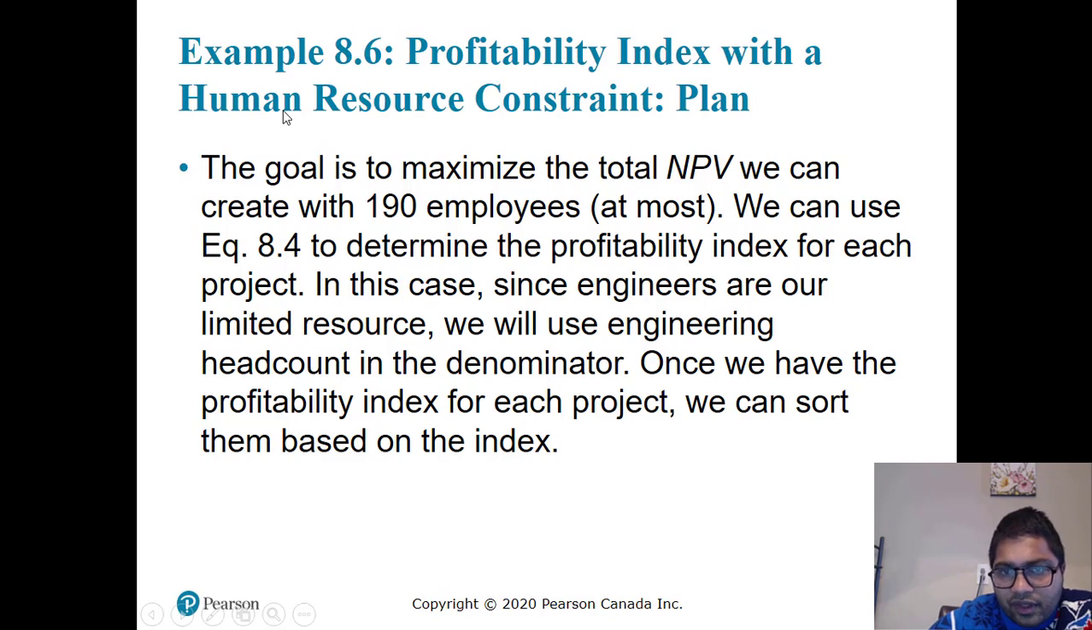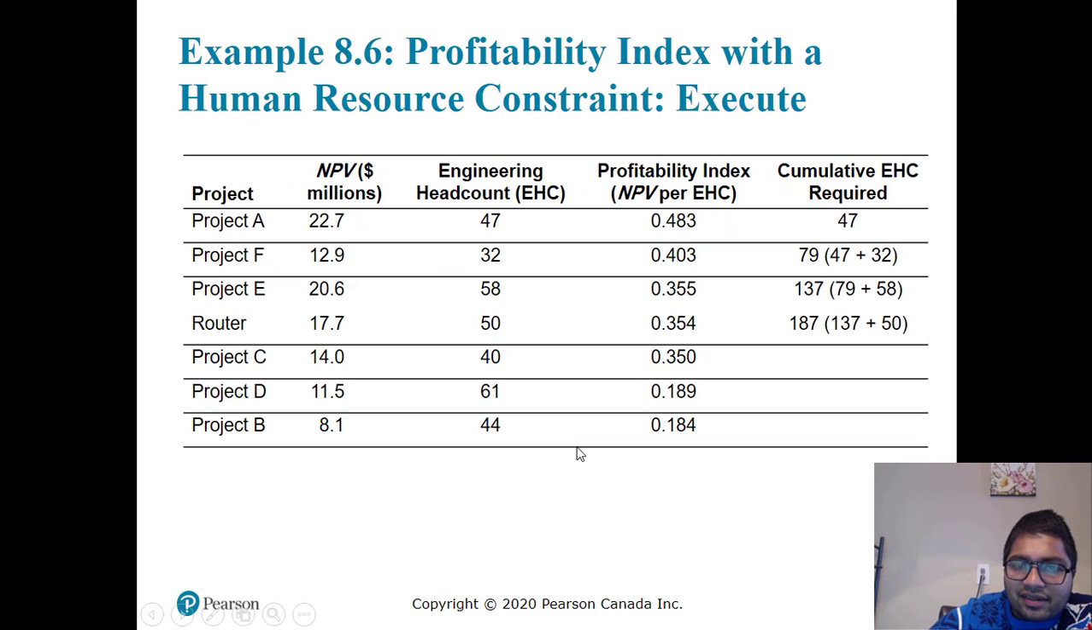So the goal is to maximize the total NPV we can create with 190 employees. We can determine the profitability index for each project. In this case, since engineers are a limited resource, we'll use engineering headcount as the denominator. So in the numerator, you have NPV. In the denominator, you have the resource. Once you have the profitability index, then we can sort it. So they calculated the profitability index: 22.7 divided by 47, 22.9 divided by 32, and so on and so forth.